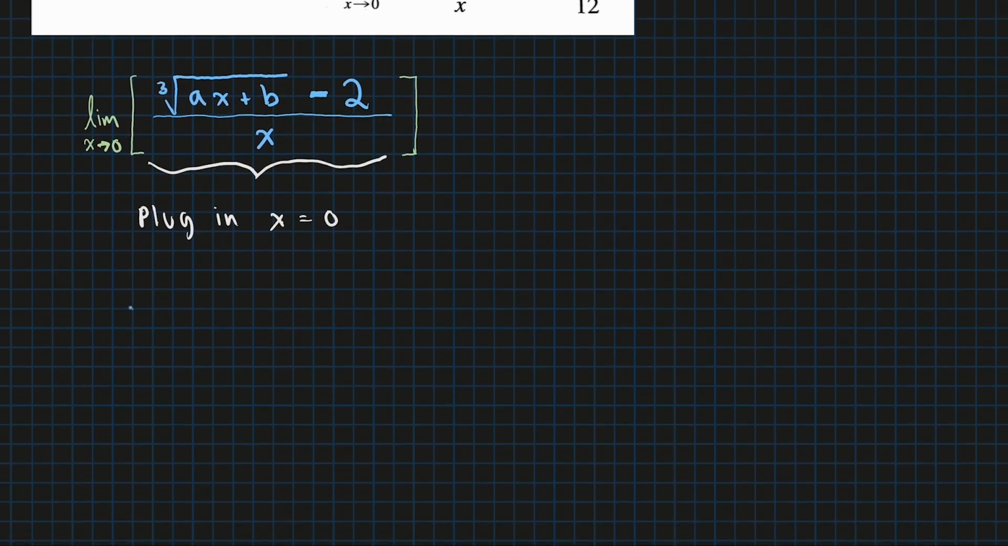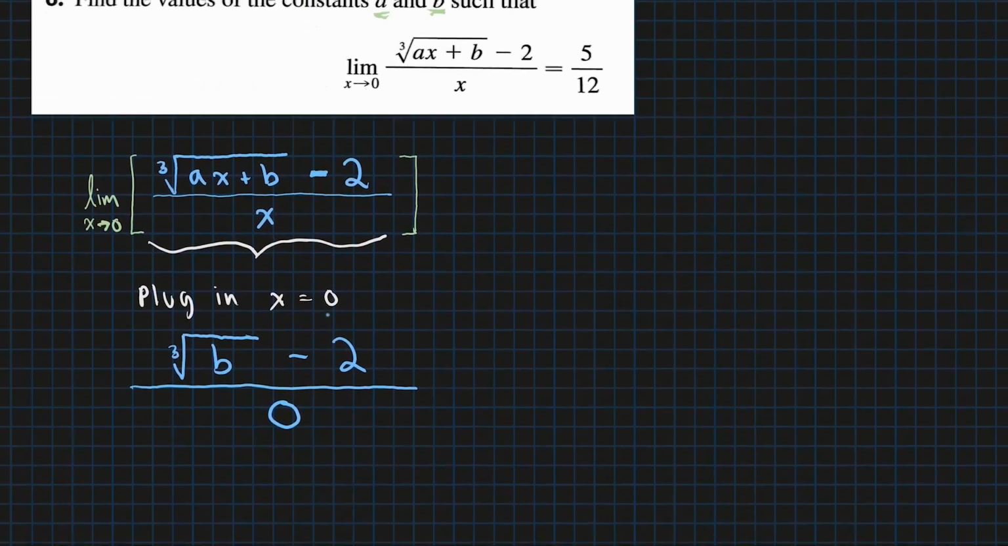If I write it out, a times 0 for x, well, that's just 0. So under this cube root, we only have b. So in our numerator, we'll have the cube root of b, and nothing happens to this minus 2, so we have minus 2. And our denominator is x equals 0, so it's just 0. Alright, now what do we do from here?